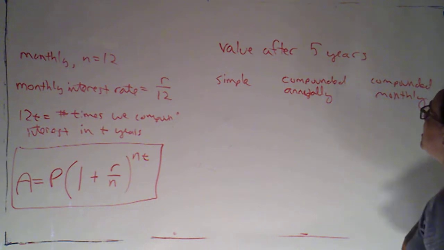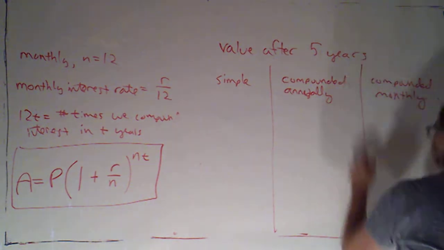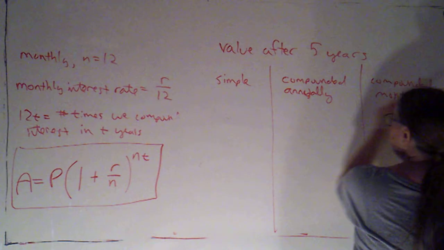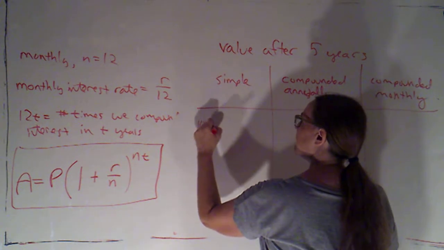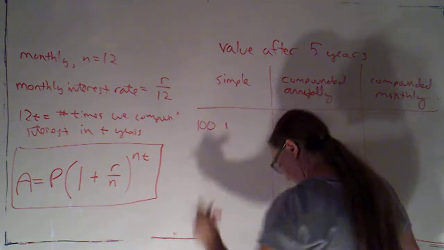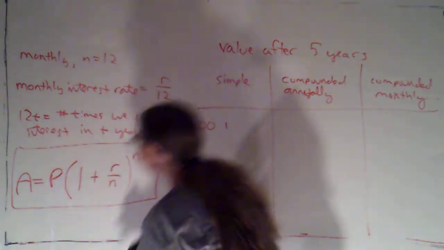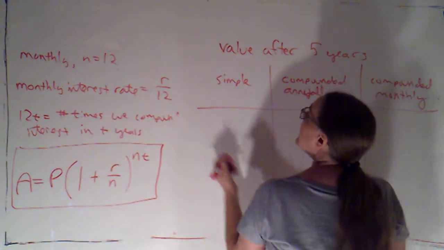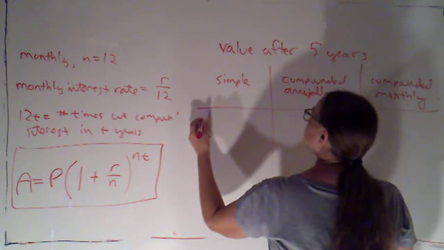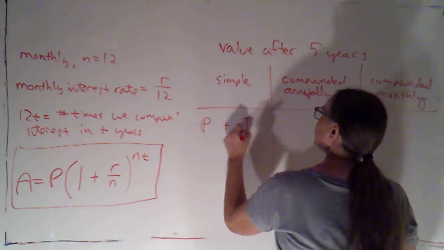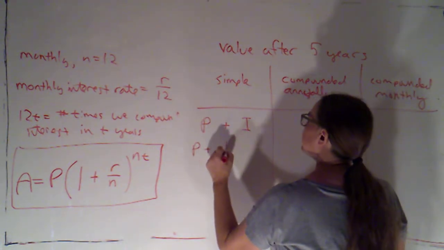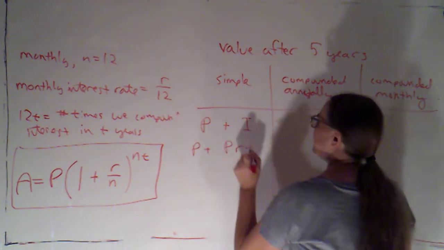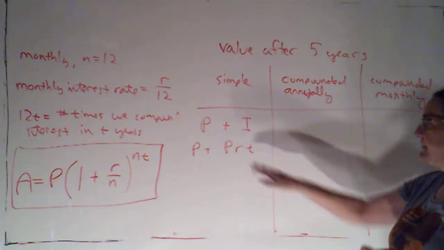Okay, so if we were doing the simple interest, it would have been the $100 plus the interest. Let me actually write out the basic formulas. The value of the investment would be the principal plus the interest. So that would be the principal plus the principal times the rate times the time. That was our formula for interest.